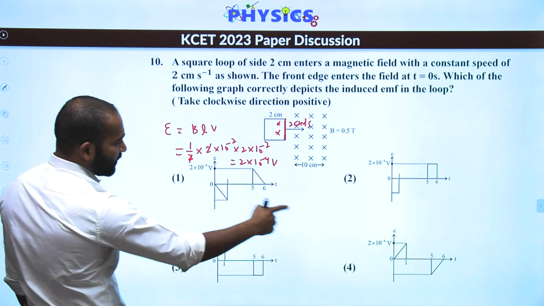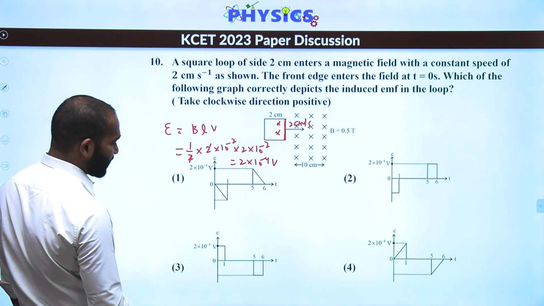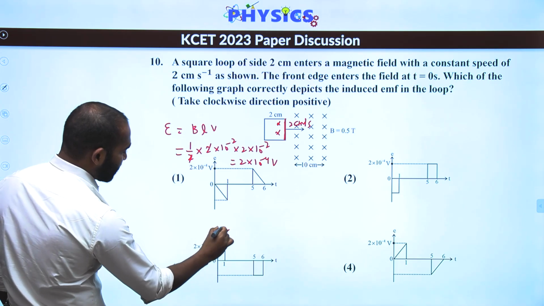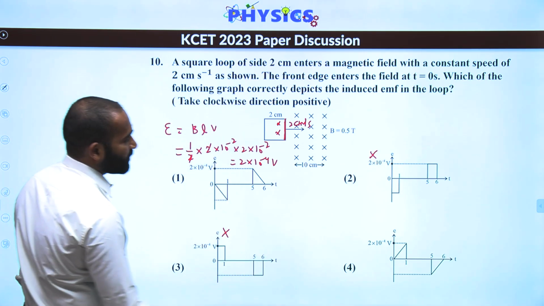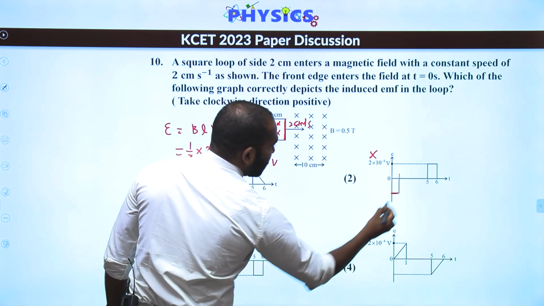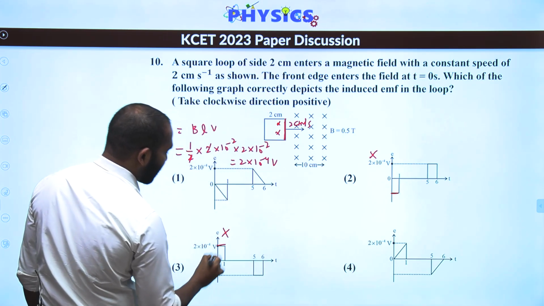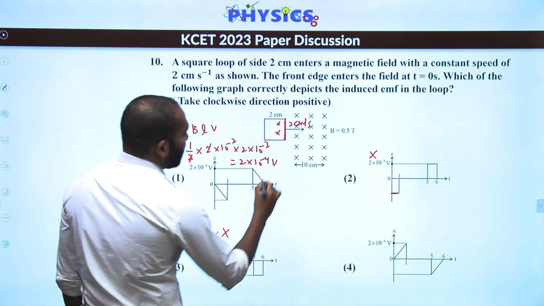So in all the options you can see that it should be constant, which means that only in this 3 and in this 2 you can see that, because this is a constant, and here also it is constant. But for how much time?